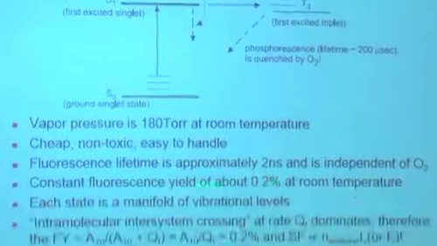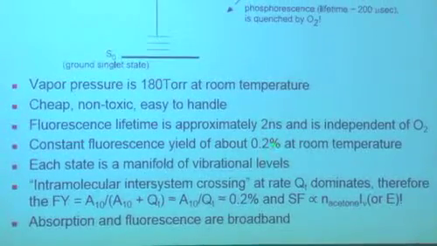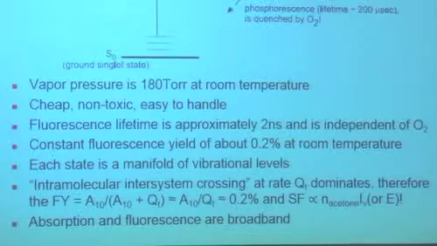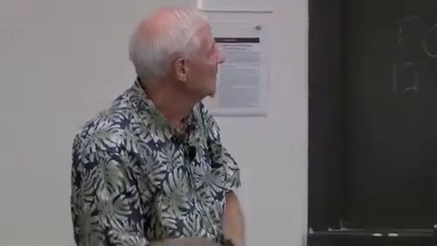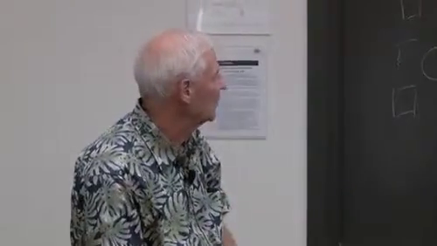The quantum yield, that is what fraction of the absorbed photons come back out, is approximately 0.2%, 1 in 500. So if you absorb 500 photons, 1 comes back out. The good news is that fraction is pretty much fixed at room temperature.